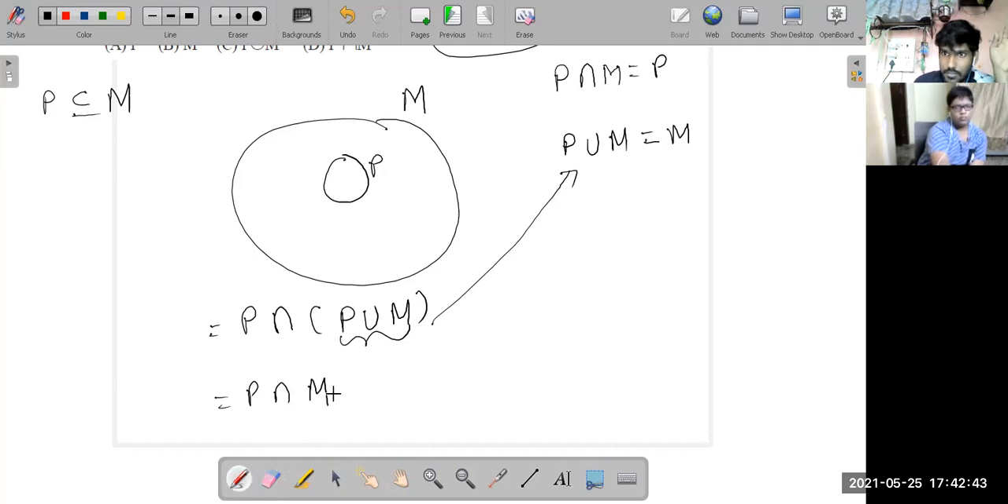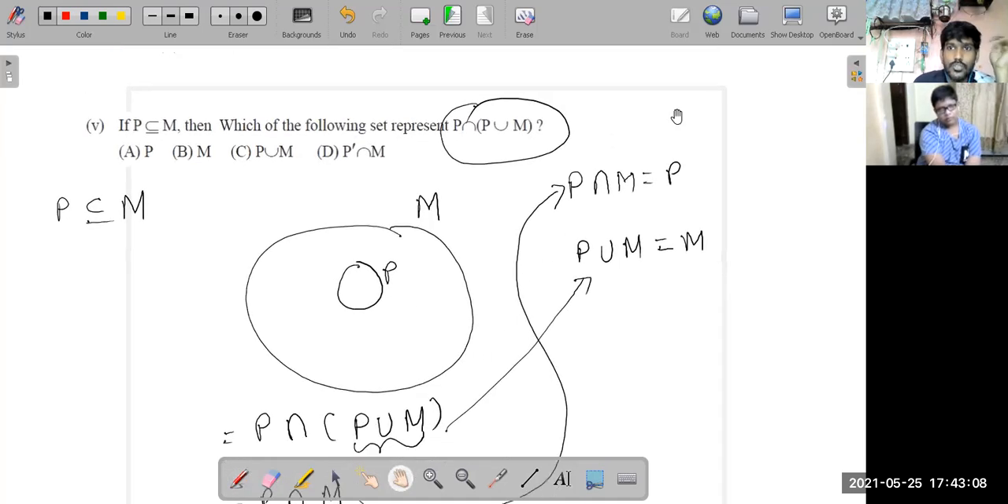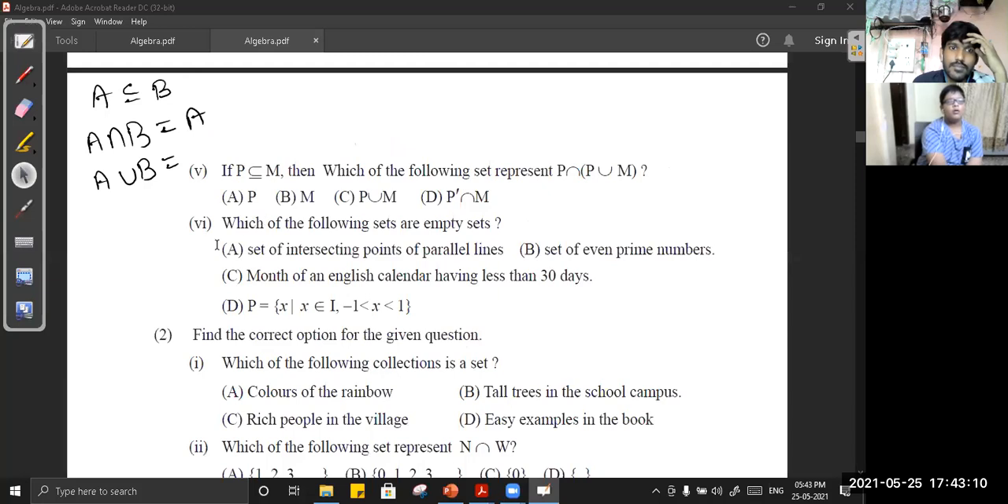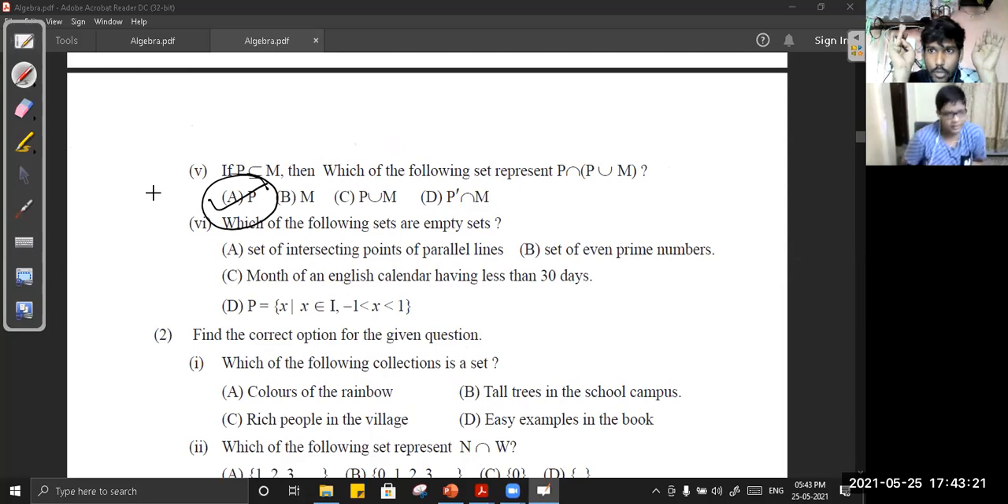Understood up to here? Now, what is P intersection M equal to? Unmute and say. P. Yes, P. Did you understand why P? Yes, sir. Now, which is the correct option? Tell me. P. That is A. This is the correct option. Understood? I hope it's clear. No confusion.